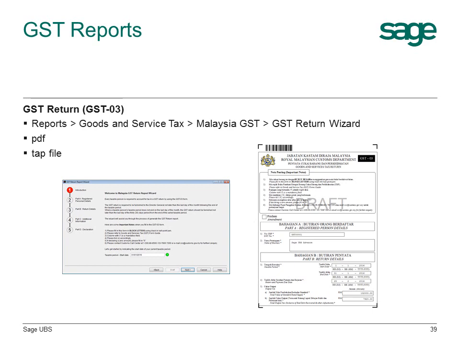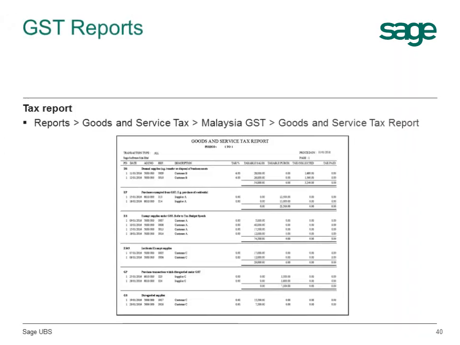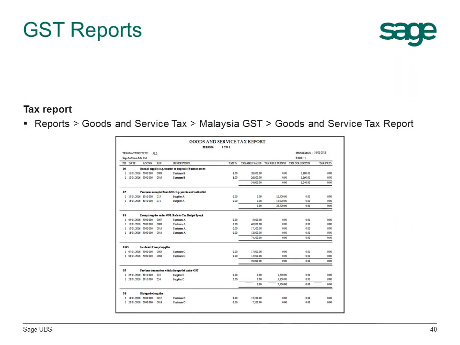If you save the report as draft, you would not be able to print the GST 03 form and also not able to generate the tab file. The Goods and Service Tax Report is meant to assist you in reconciling the amount shown in the GST return with the list of detailed transactions. All the transactions presented in this report are grouped by respective GST tax codes.